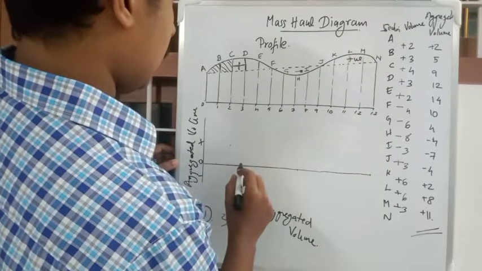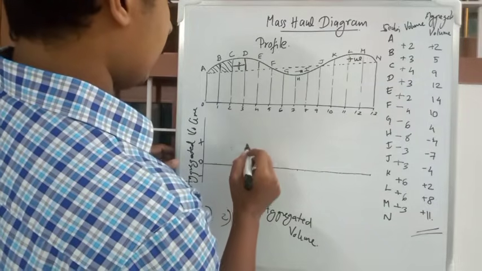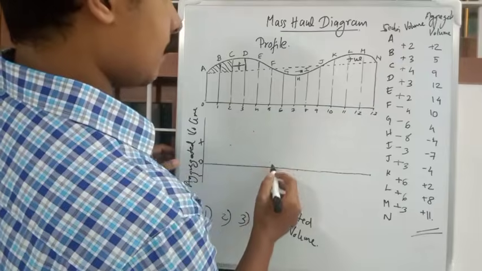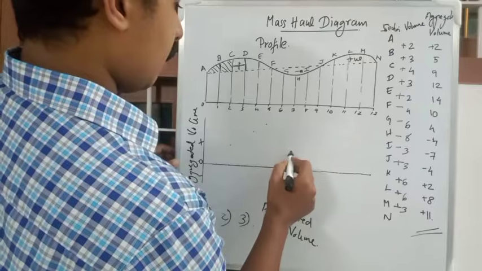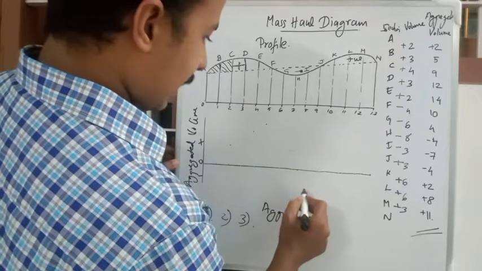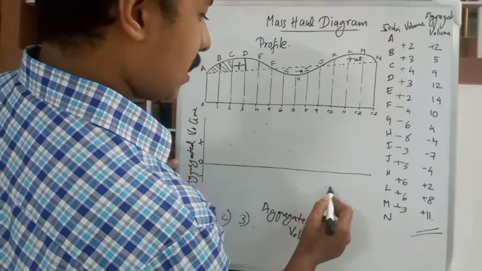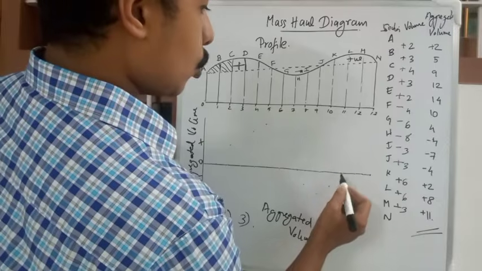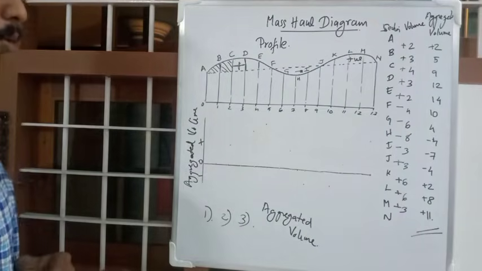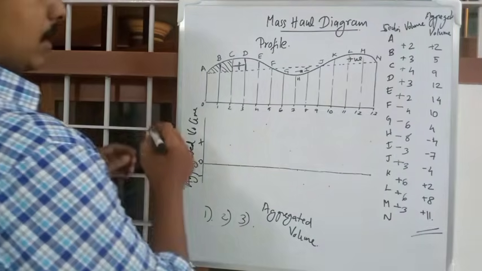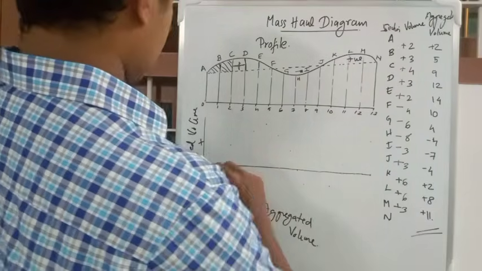At D, 9 will be here, 12, 14, 10, 4, minus 4, minus 7, minus 4 again, plus 2, plus 8, and plus 11. Okay, so the mass Howell curve will be obtained by joining all these points. Okay, I am joining all these points.